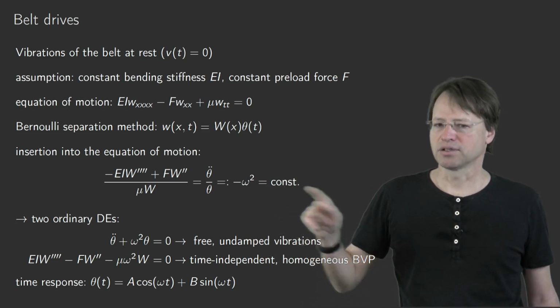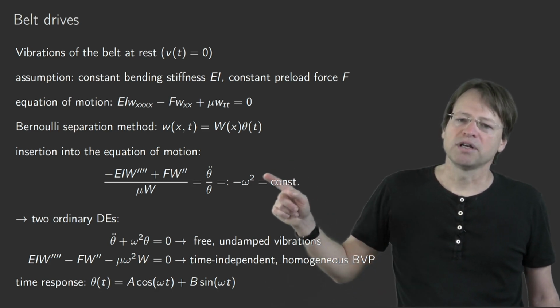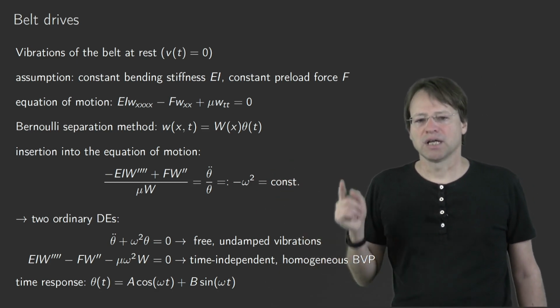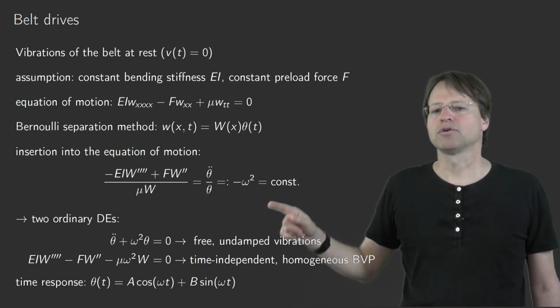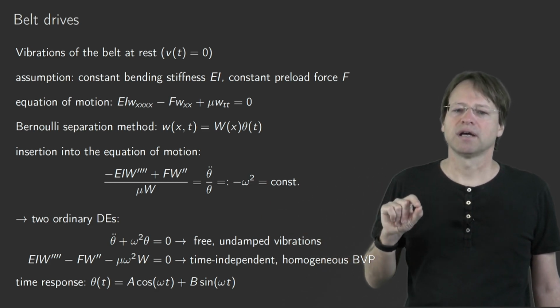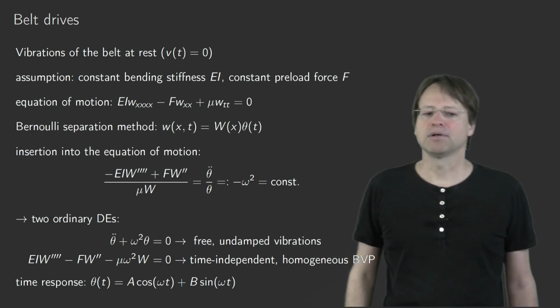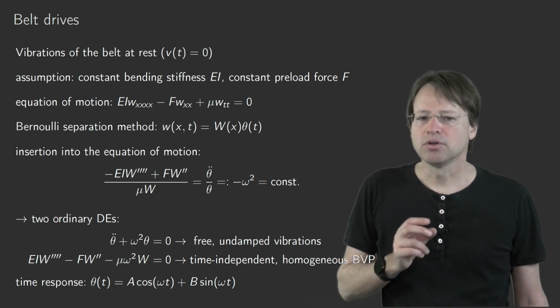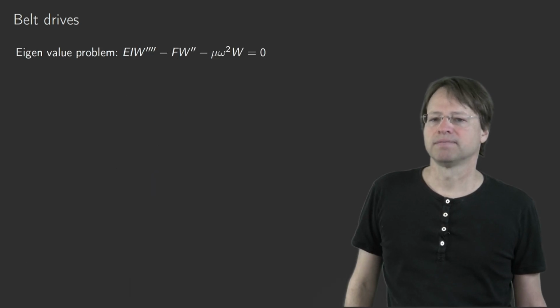But here, omega does not come from any system parameters. It's at the moment a free parameter, and if you have a boundary value problem that contains that free parameter, then this leads to an eigenvalue problem when you try to satisfy the boundary conditions. So let's have a look at this eigenvalue problem on the next slide.